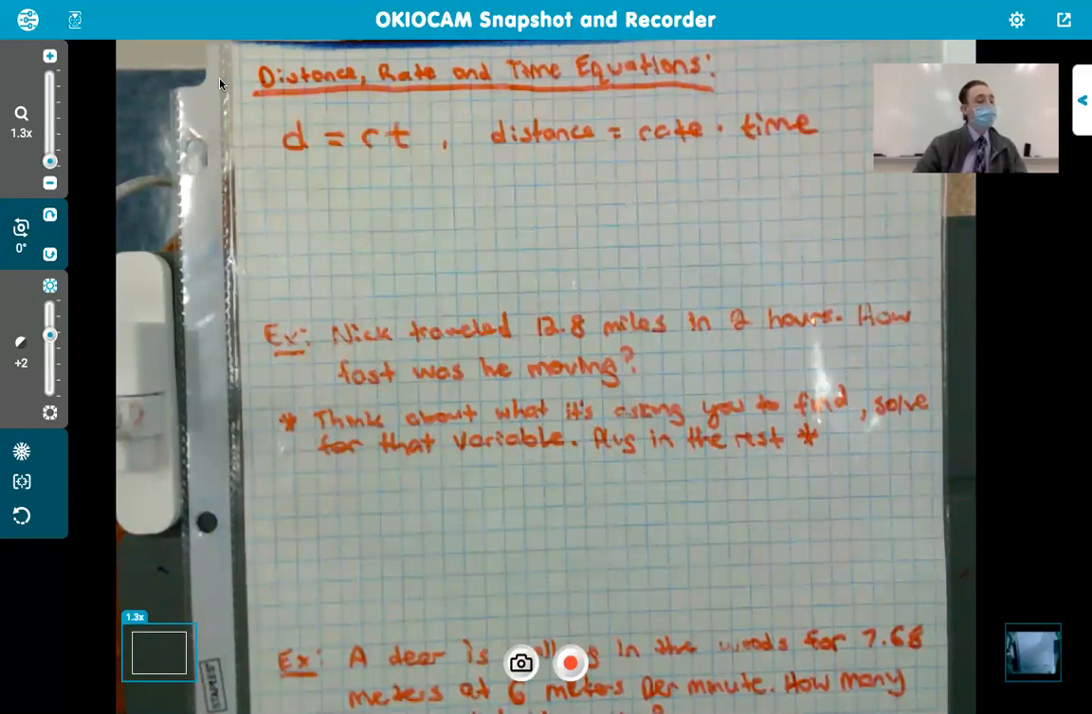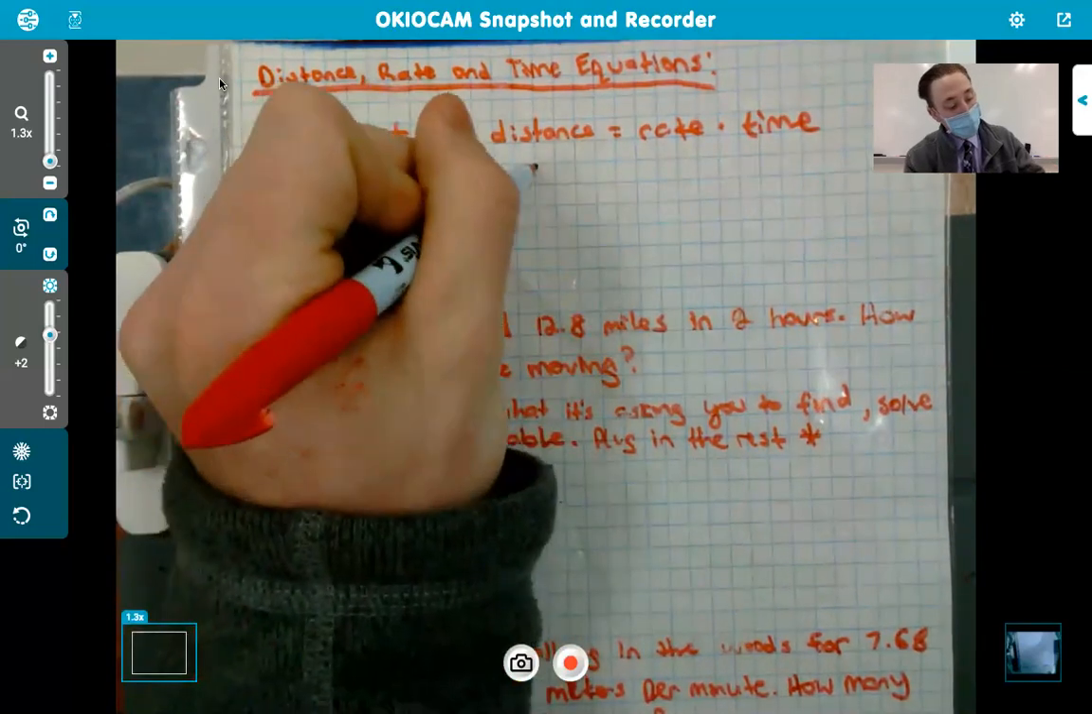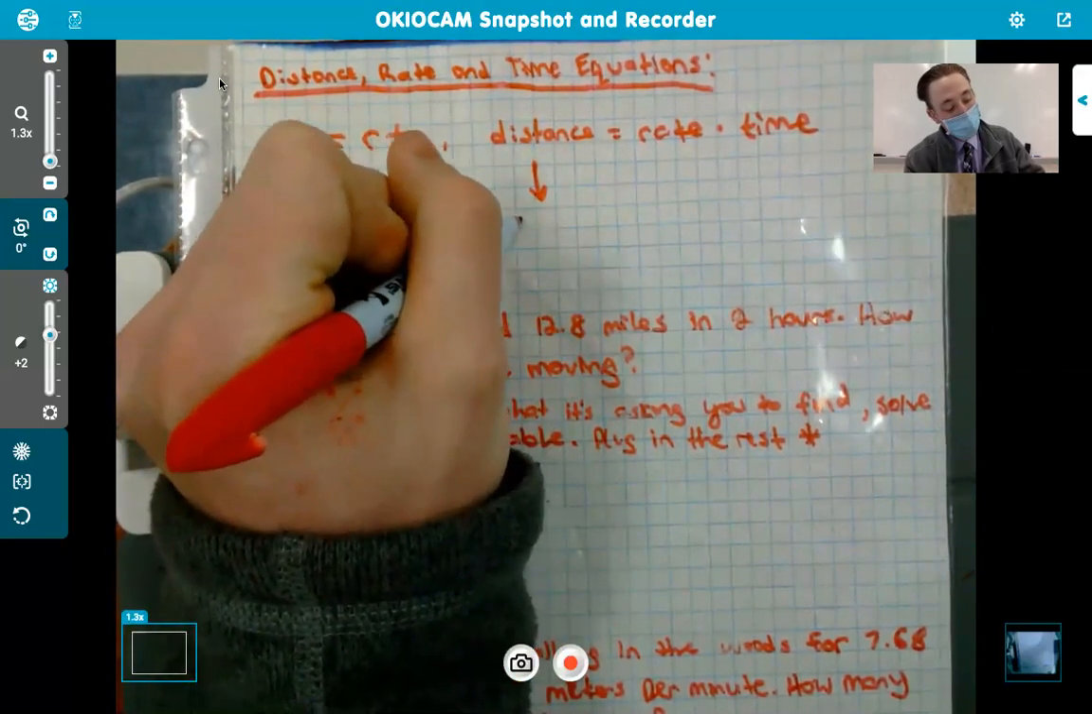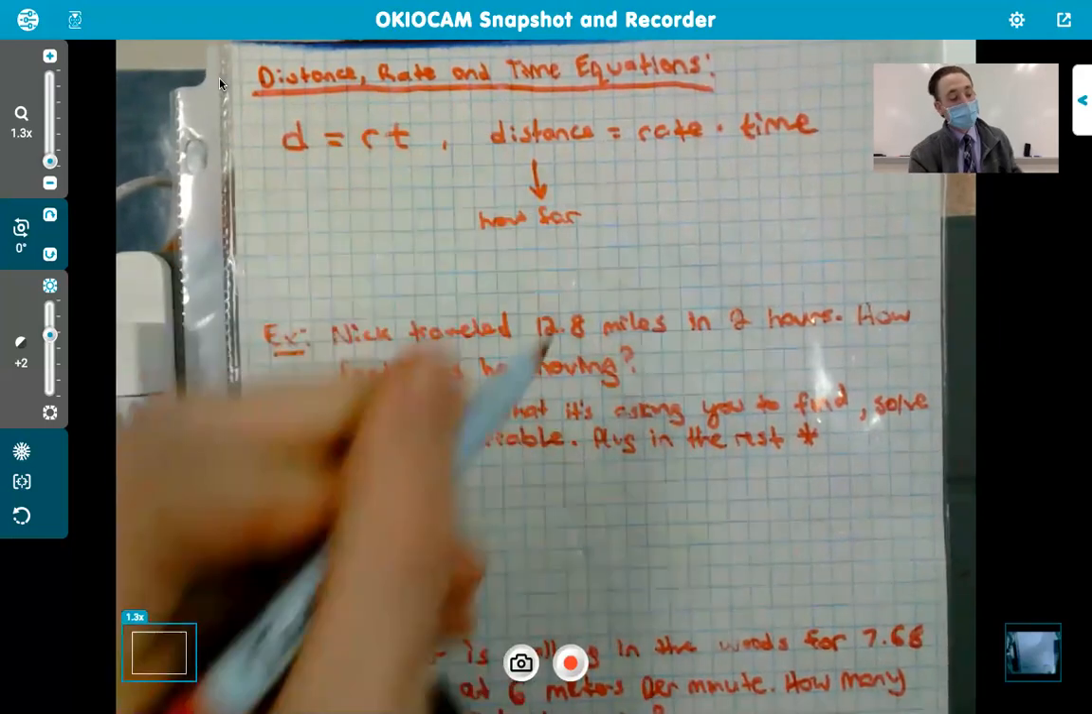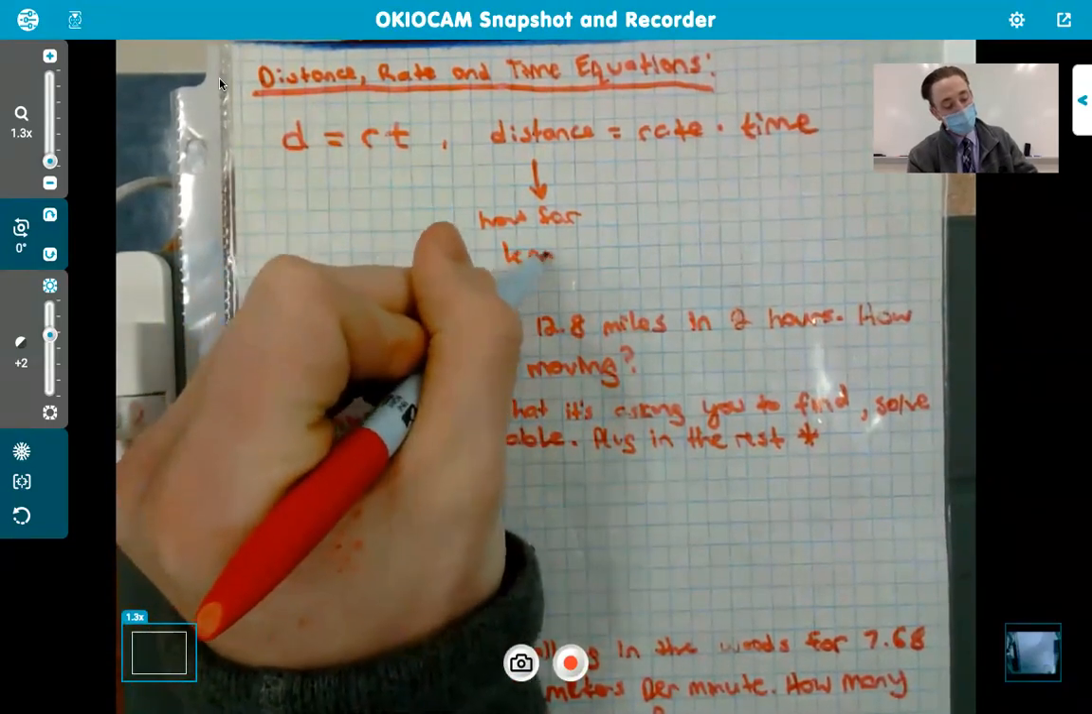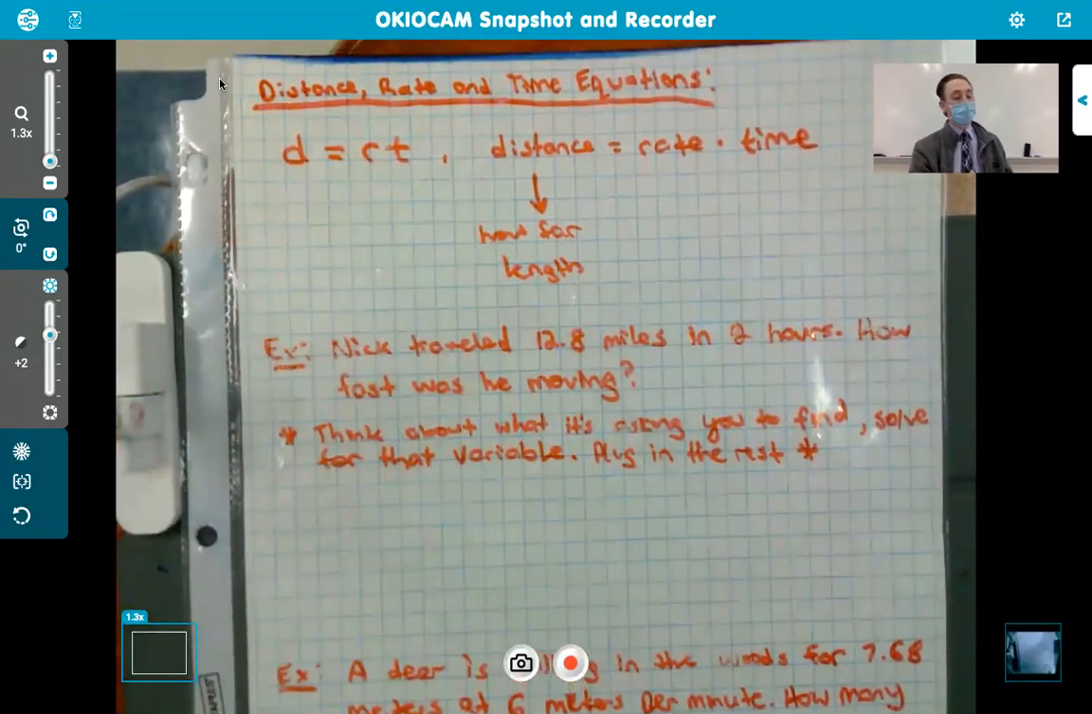So the equation that we use is the distance is equal to the rate times time, okay? So how fast something travels for how long something travels is how much distance it's going to cover, okay? And you're going to hear words that are going to be big triggers for you based off of what you need to solve for or what you are given. Distance, a lot of times it'll ask you like how far, right? Or what's the length that something travels, okay?